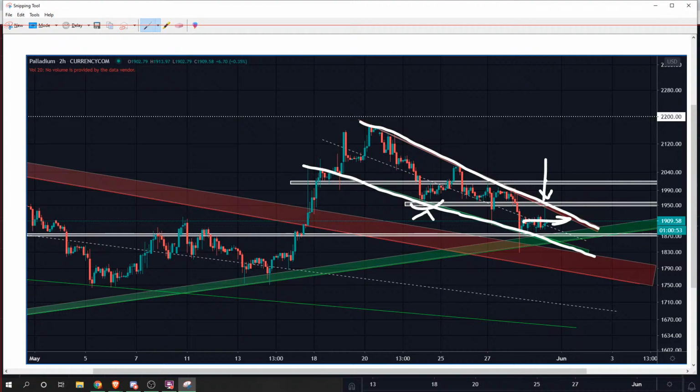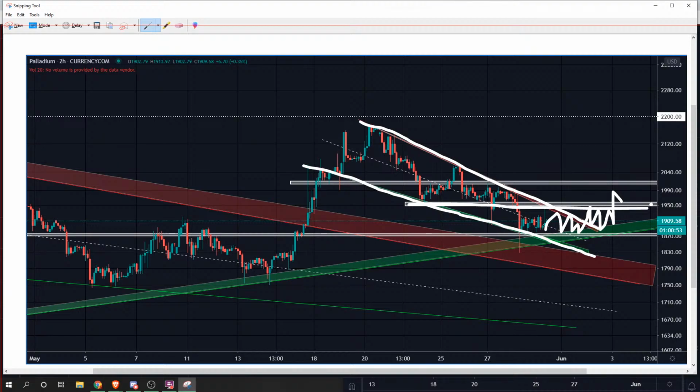And then we see that it was a resistance right here with a long wick to the upside. So this 1950 zone is definitely going to be the structural area that we are looking to see break. So not only the descending resistance, but also this horizontal level of resistance that we do see. So when we do see the price, let's say, break here, we might get a couple of retests.